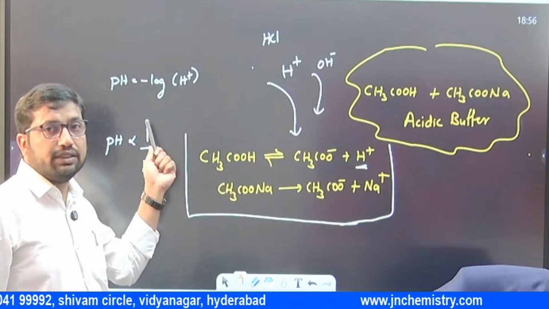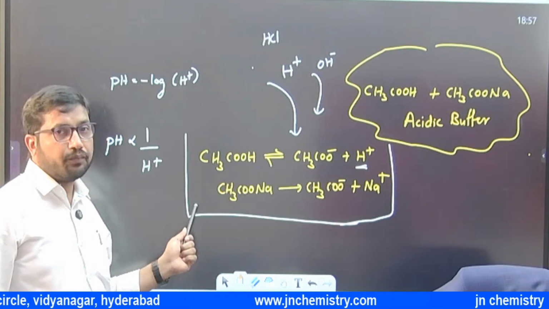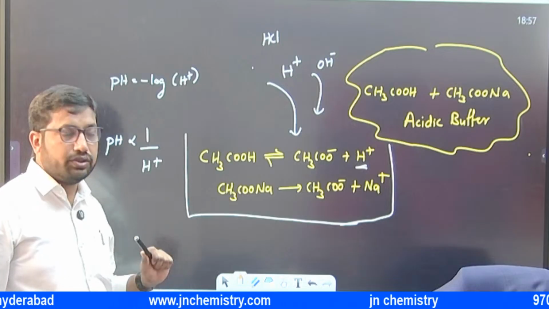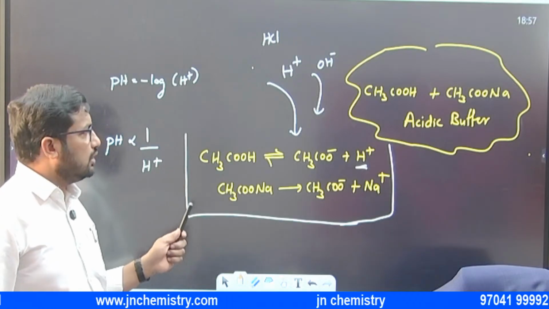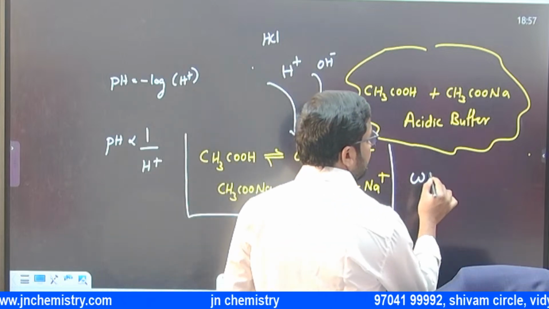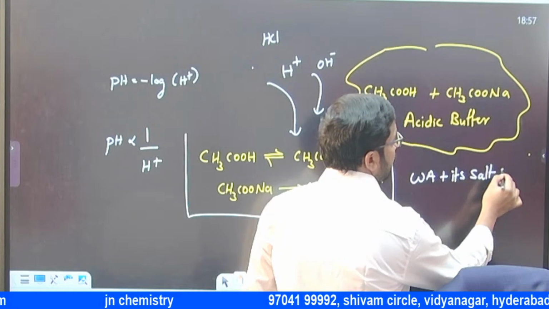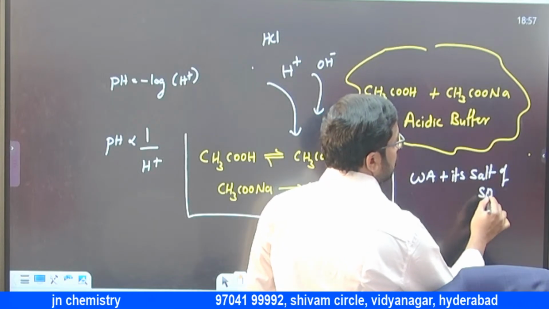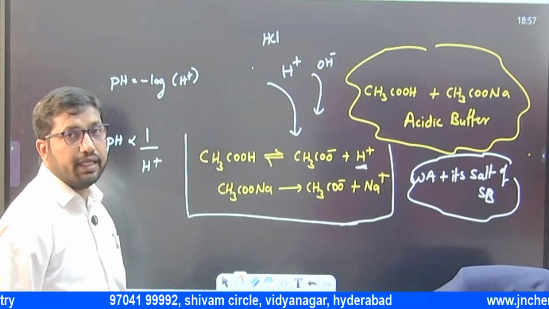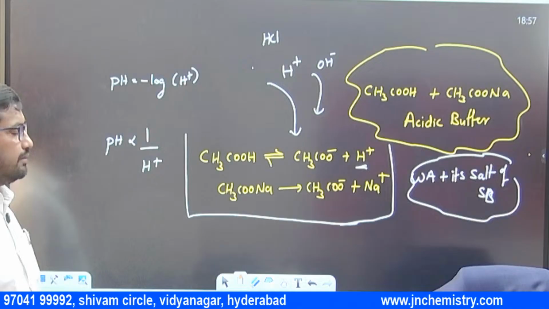If there is no change in the pH, that type of solution we call a buffer solution. This is an acidic buffer type of solution: a weak acid plus its salt of a strong base. This combination we call a buffer solution. So just write it down. Write the points.